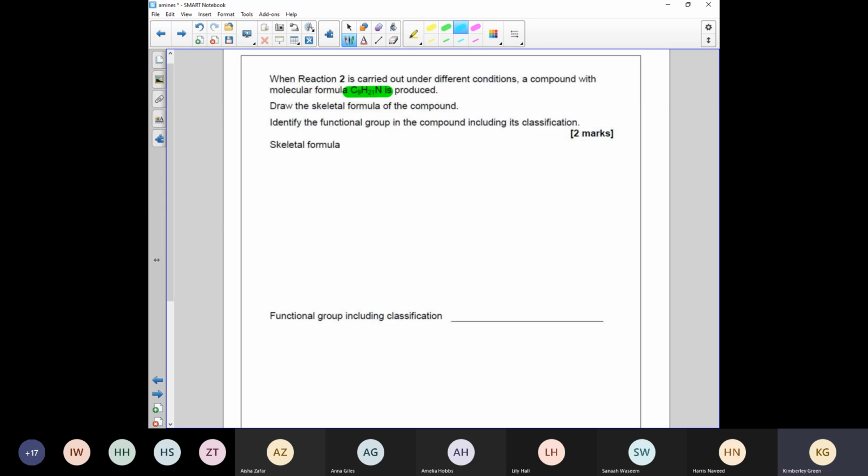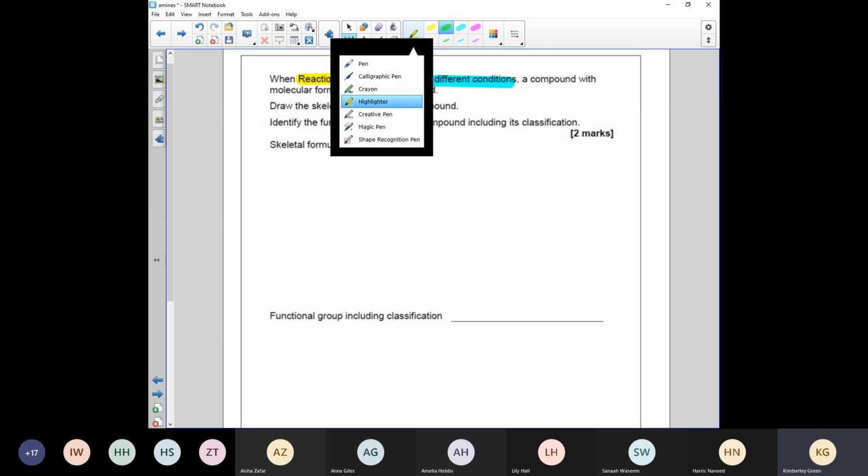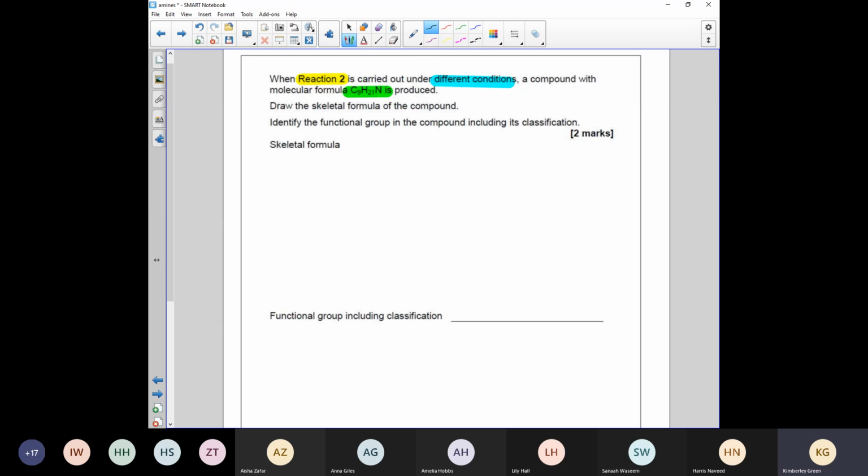So it's reaction 2 again, but this time it's under different conditions. So different conditions from when we looked at question 1. And it also wants it to be in skeletal form, okay? I think usually this is where my downfall would be, and forget doing it in skeletal formula. Right, wonderful.